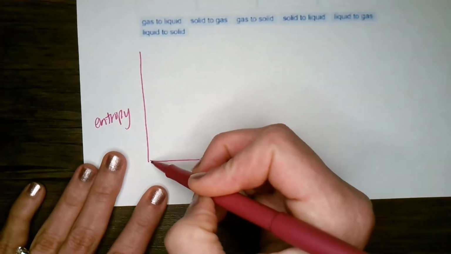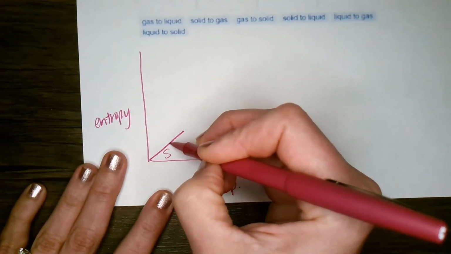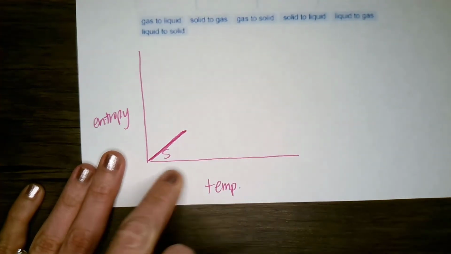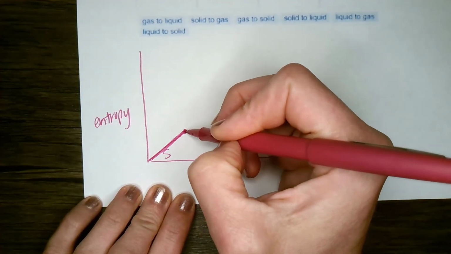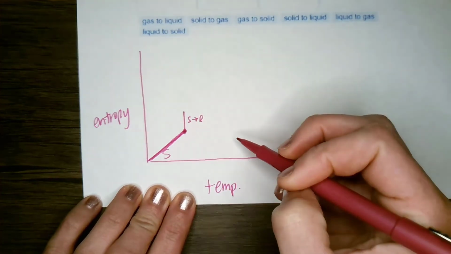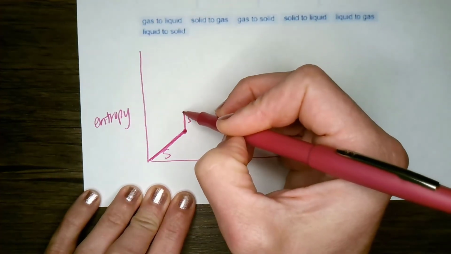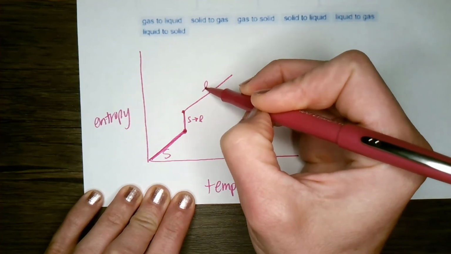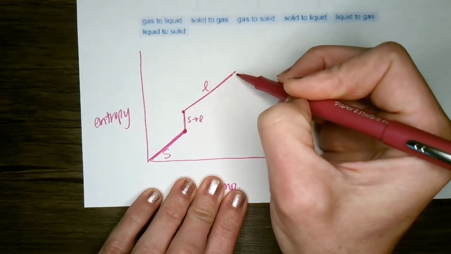All right, so let's say that we have a solid here. And as temperature rises, entropy increases. Kinetic energy is increasing, right, as temperature rises. And then we hit the melting point where we have solid to a liquid. This is our melting. Now temperature stays the same here, but entropy still increases. And then once all of that solid has melted, temperature rises, and we now purely just have liquid. So temperature is rising, entropy is increasing still.